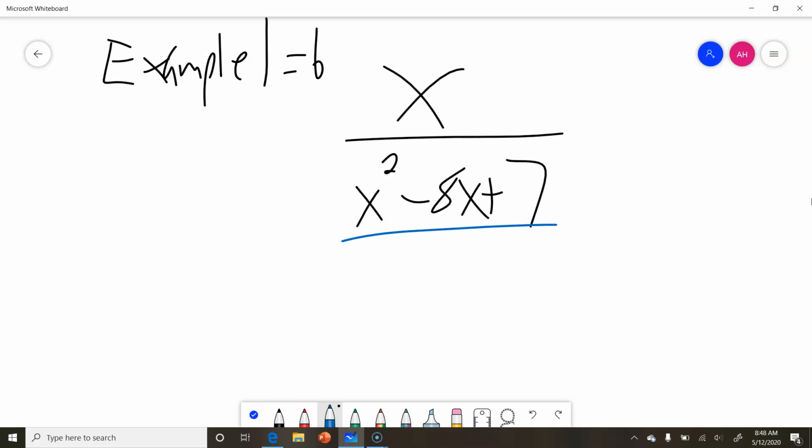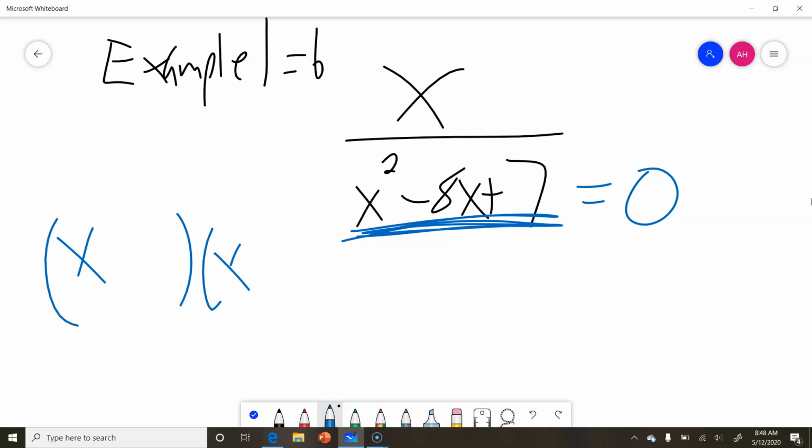Now, if I want to set this equal to 0, this is what we did in the last section. Now I have to try and solve and see when that equals 0. So I do x and x, right? What times what here is going to give me 7? Well, the only factors of 7 are 1 and 7. And this is a positive, so the signs must be the same, but this is a negative, so they both have to be negative. So I have x minus 7 and x minus 1.